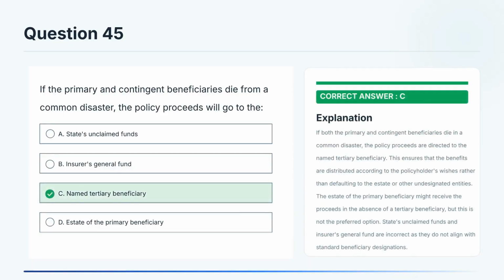The answer is C. Named tertiary beneficiary. If both the primary and contingent beneficiaries die in a common disaster, the policy proceeds are directed to the named tertiary beneficiary. This ensures that the benefits are distributed according to the policyholder's wishes, rather than defaulting to the estate or other undesignated entities. The estate of the primary beneficiary might receive the proceeds in the absence of a tertiary beneficiary, but this is not the preferred option. State's unclaimed funds and insurer's general fund are incorrect, as they do not align with standard beneficiary designations.